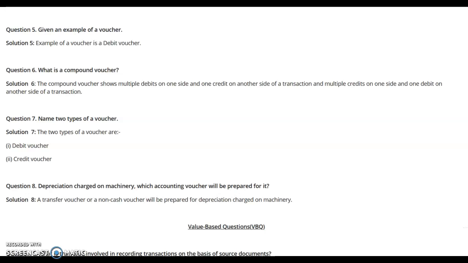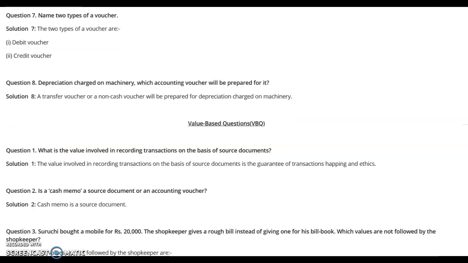Then, for depreciation charged on machinery, which accounting voucher will be prepared? Understand, when no cash transactions are involved, a transfer voucher is to be prepared. A transfer voucher or a non-cash voucher will be prepared for depreciation charged on machinery, because on one side it includes the depreciation as part of expenses or loss, and on the other side it is the asset, that is the machinery. So a non-cash voucher will be prepared, and it is called a transfer voucher.